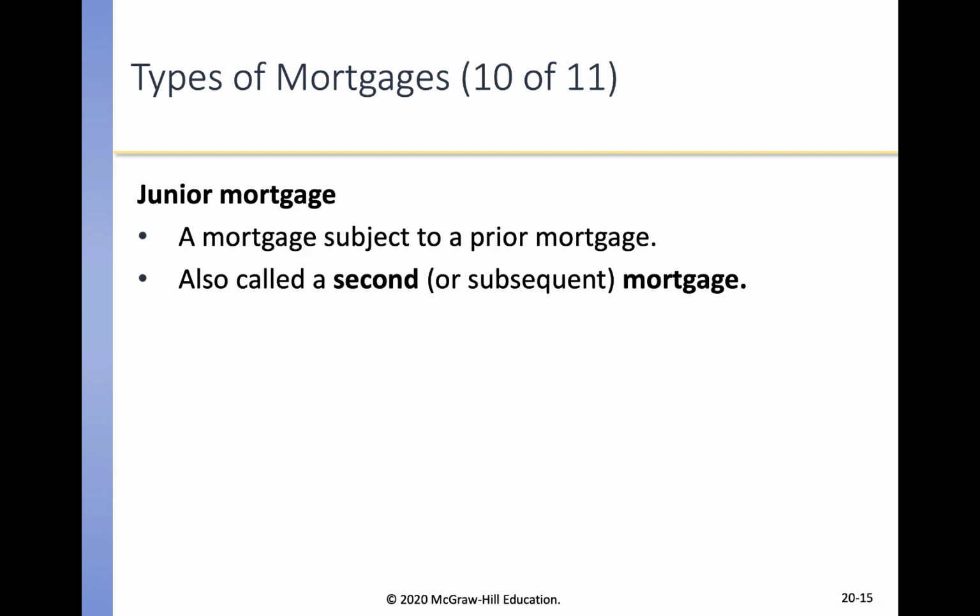There's a junior mortgage, which is usually a second or subsequent mortgage. So I get my primary mortgage on my home, and then if I want to borrow more money, I could apply for a junior mortgage or a second mortgage. And that mortgage will be subject to the first mortgage. So if I don't pay that second mortgage, if they want to come take my house, they first have to pay off my first mortgage to get to take my house.